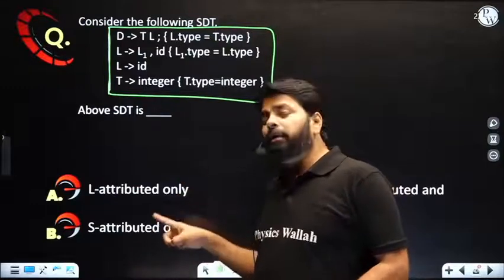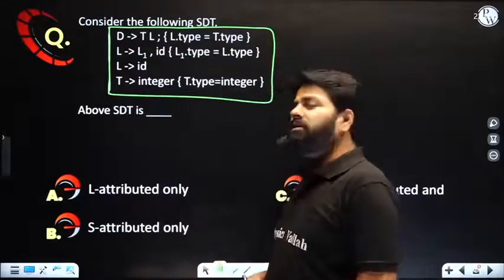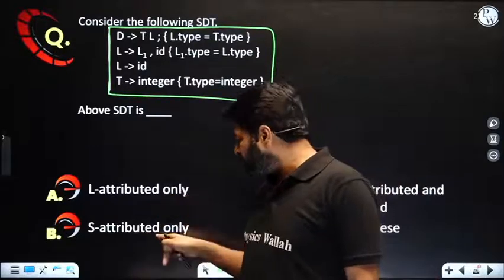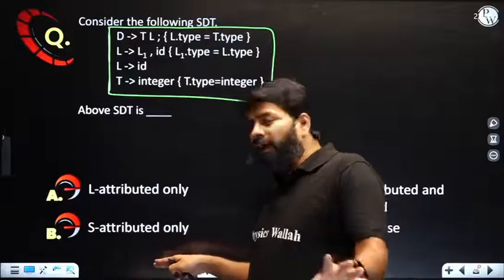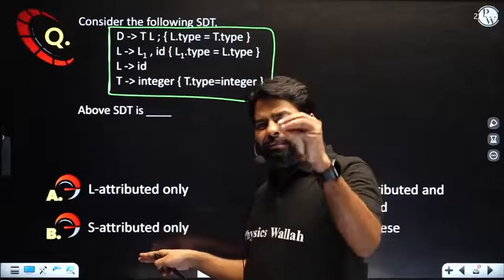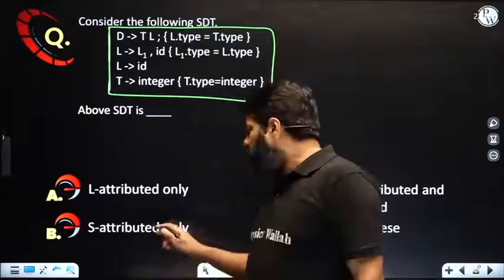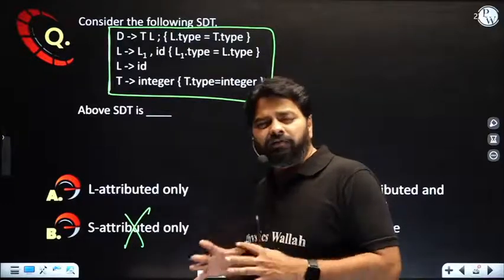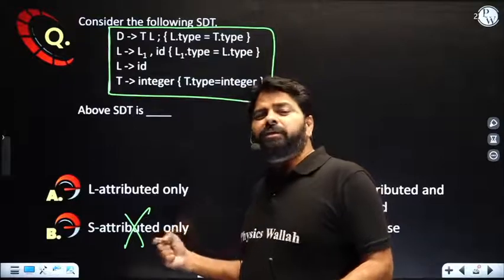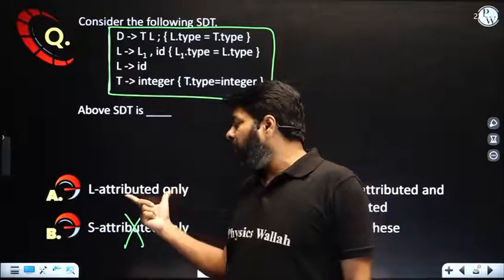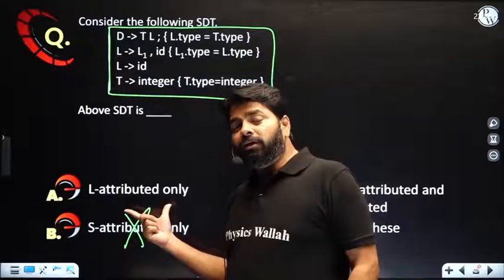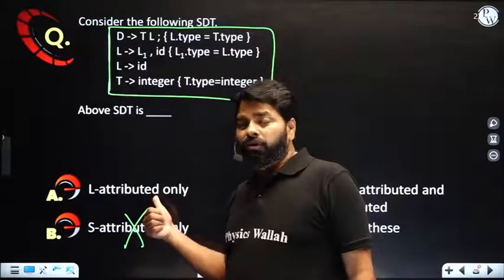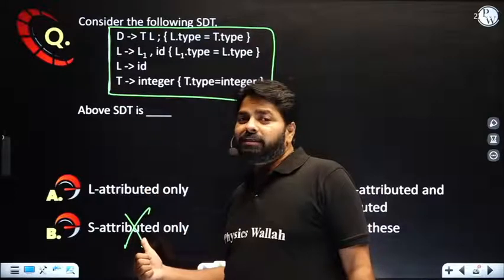Remember, L-attributed only never happens. Remember that if the grammar is S-attributed, okay, only this one, sorry, S-attributed only never happens. Why is that? Because when the grammar is S-attributed, it is also L-attributed. So this never happens. Wherever you see this option, don't ever choose it, because every S-attributed is L-attributed. But a grammar can follow L-attributed only. Why? Because if the grammar is not S-attributed, definitely I am following L-attributed only. So this may happen, but this never happens.